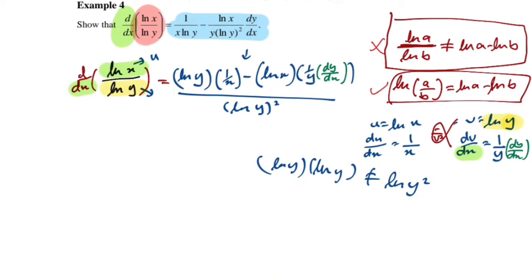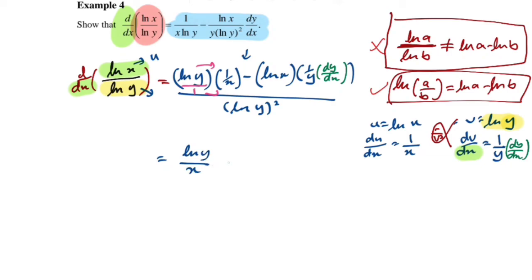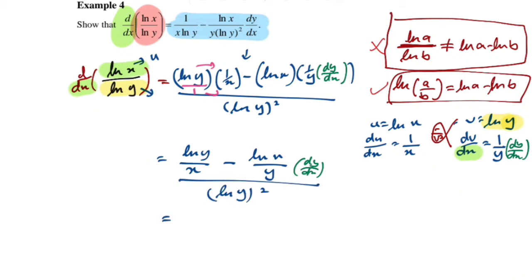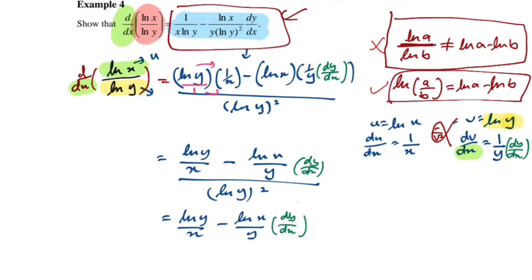Next, to simplify, this is just ln y over 1. So numerator with numerator, multiply denominator with denominator, you get ln y over x, and minus ln x divided with y, multiply with dy over dx behind it. Always check that we want to show it in this form. So there's no ln y bracket squared below of all of that. So this means we have to divide each of the terms with ln y squared. This simply means the numerator is divided with ln y bracket squared.